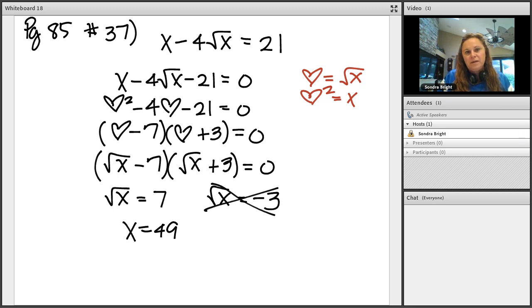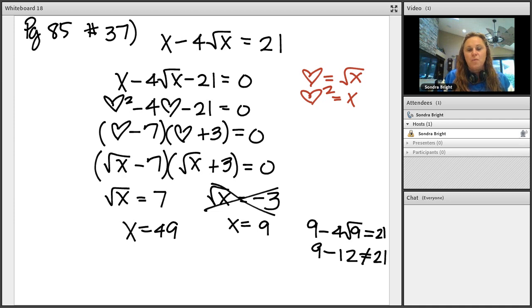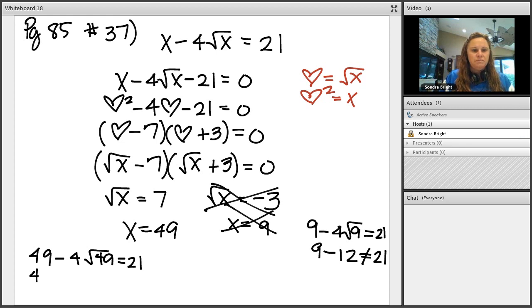If you solve for x, you would get x equals 9, but then when you plug it in, 9 minus 4 times rad 9, is that equal to 21? And that's 9 minus 12, which is not equal to 21. So that's why that one gets thrown out. 49 works though, so if you check yourself, then you're going to be golden, right? Your answer should be just fine.